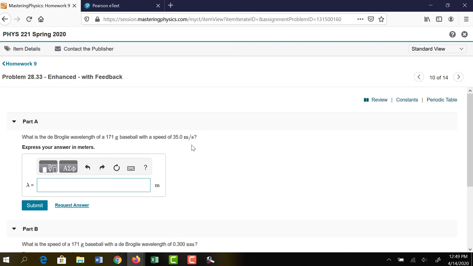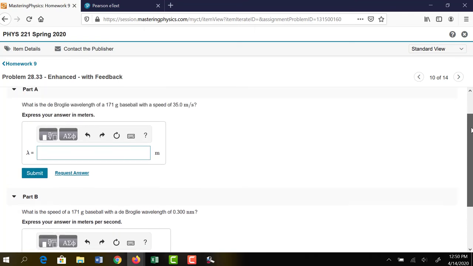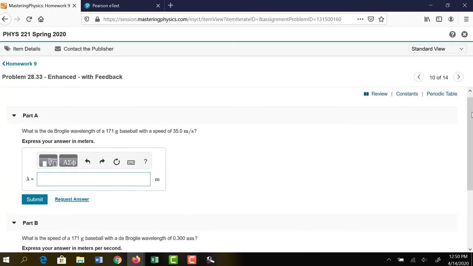We do have a wavelength, though. If you're walking across the room, you have a wavelength. So part A is to calculate the wavelength associated with this baseball. Part B is, if a baseball had this wavelength, what would its speed be? Let's take a look at how wavelength, speed and momentum all work together.